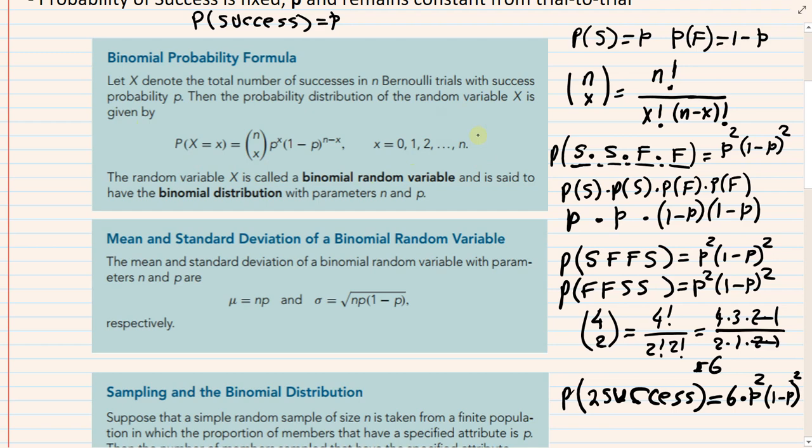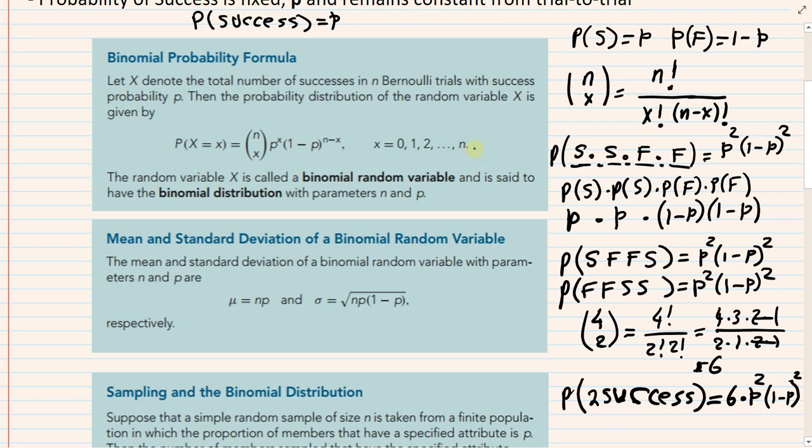Now, x here is the number of successes. Let me read this for you. In a binomial experiment, we let x be the number of successes in n trials, with probability of success being p. Then the probability distribution of the number of successes is given by this formula. The number of successes could be 0, meaning no success, 1, 2, 3, 4, all the way up to potentially all n trials being a success. And that's what this is.